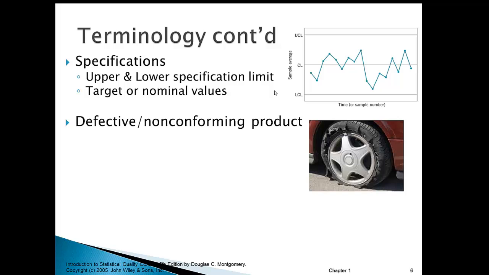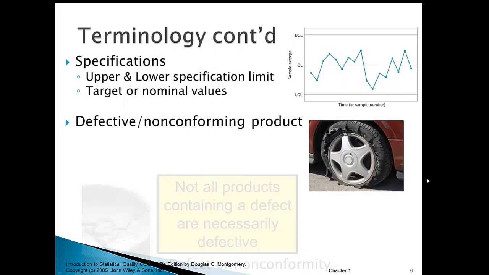Then we have defective or non-conforming products. So I've already started talking about tires, and look, I have a picture of a tire here. So defective or non-conforming means a fatal defect is the way I like to put it. It's a no-go. You're not going to be driving around on this tire here. It has to be trashed. It has to be scrapped. It is no good anymore. It's defective. Fatal defect, cannot be used anymore.